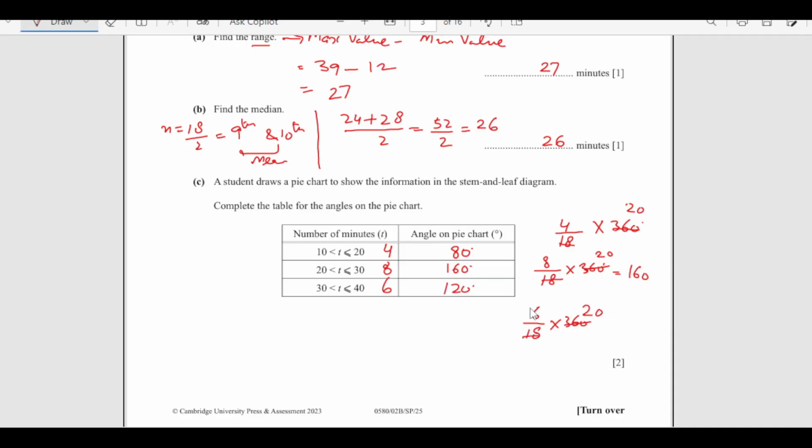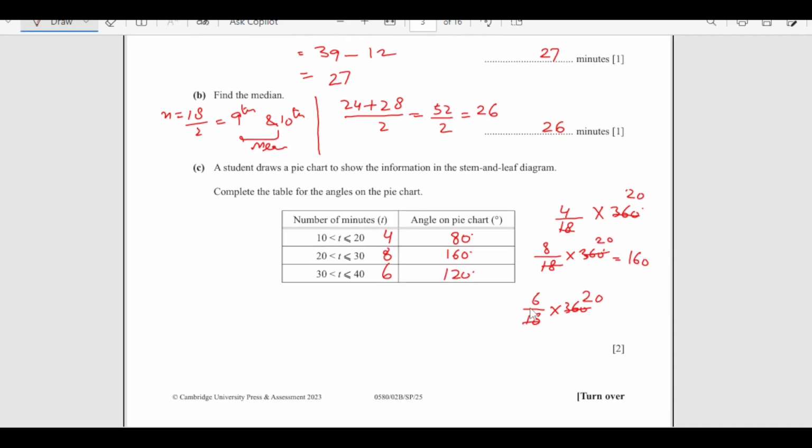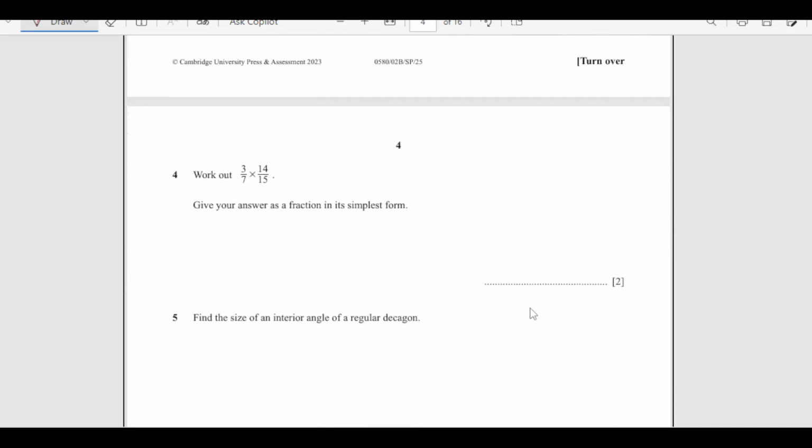So that's it for this question. This is 2 marks question. I hope you understood that. Easily you can score these marks here.